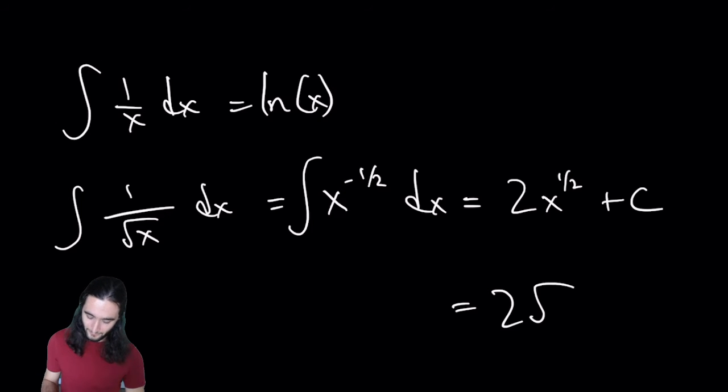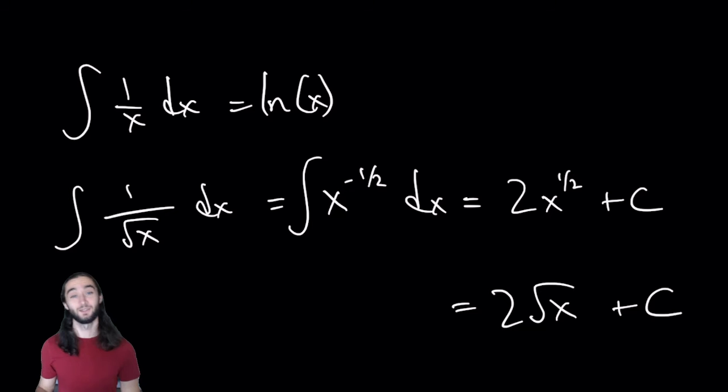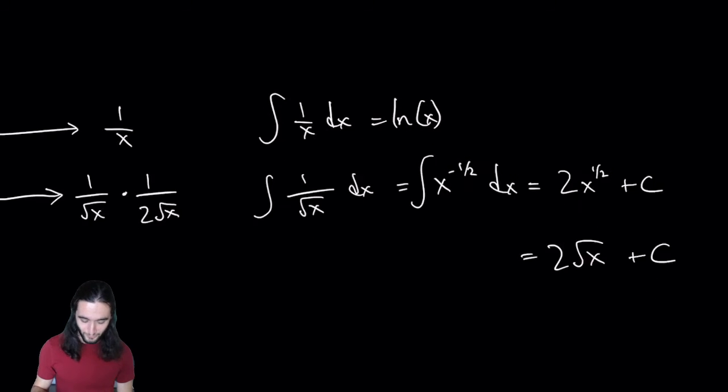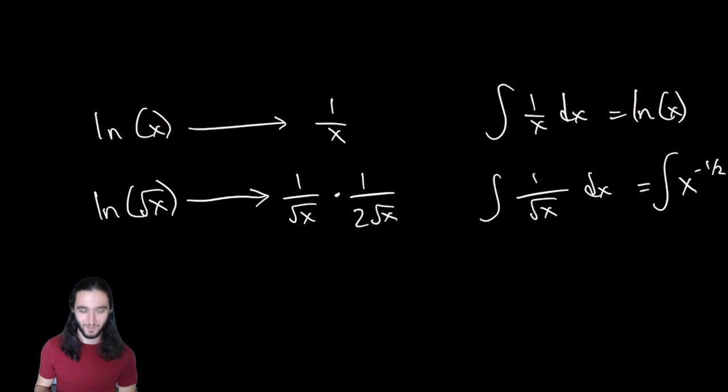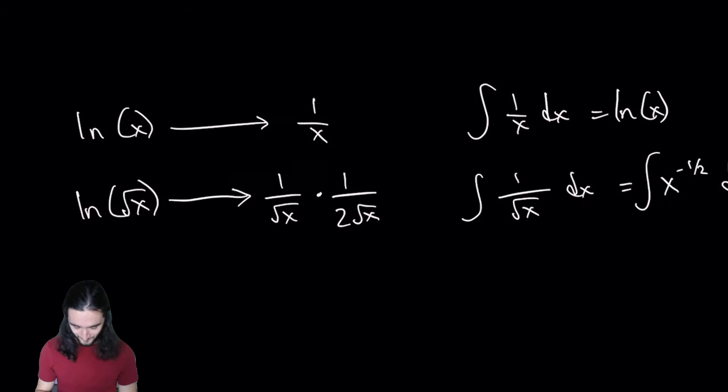And so that would be 2 root x. Right, so it does not involve natural log at all. So yeah, you really got to be careful about this chain rule stuff, especially when you're doing it backwards, right?